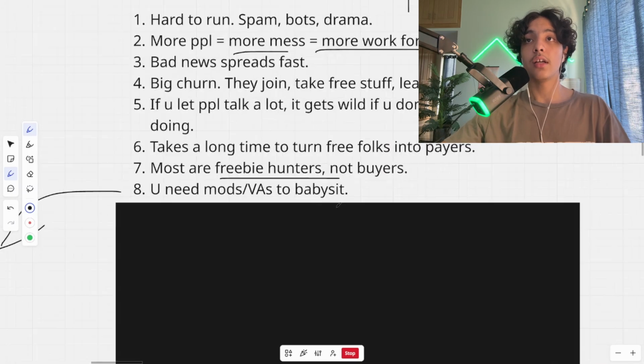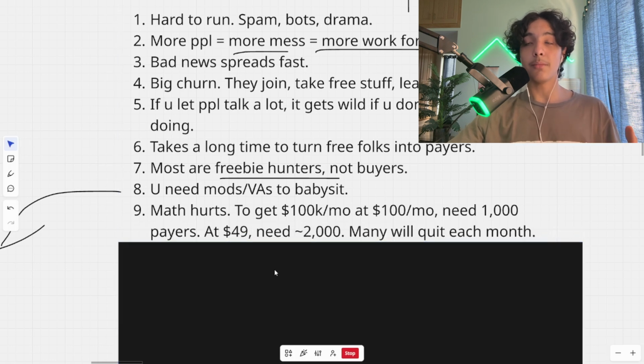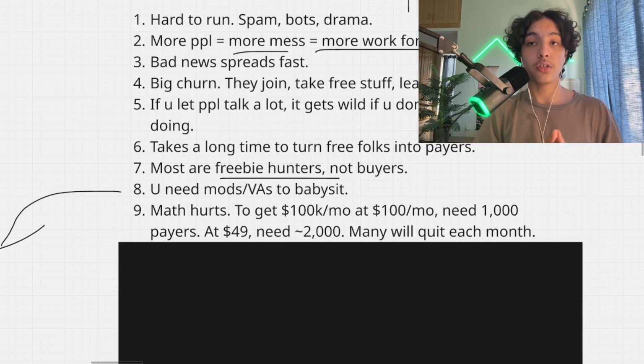It's pretty insane, right? And then, of course, you also need to think about the math. Like, the math really hurts. To get $100K a month at $100, you need 1,000 payers. At $49, you need 2,000.